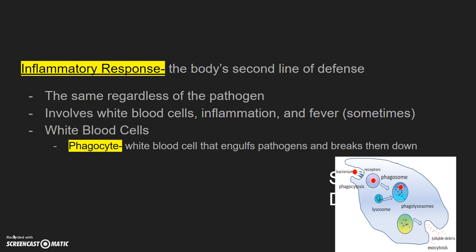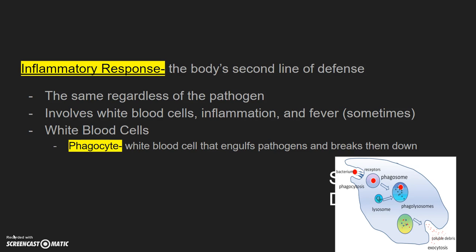Your second line of defense is what's called the inflammatory response. This response is the same regardless of the pathogen. You need to remember that because you're going to see that again on the quiz. That involves white blood cells, inflammation, and sometimes fever.